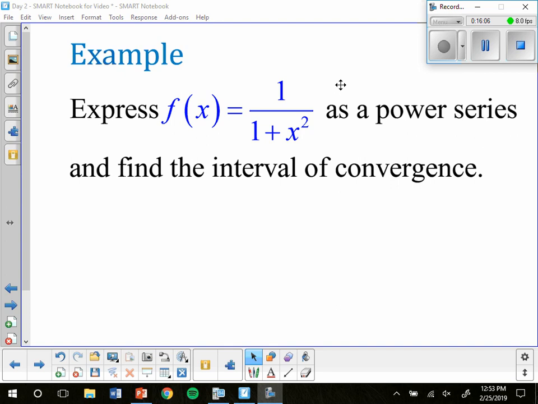So what makes us think maybe we could write this function as a geometric power series?